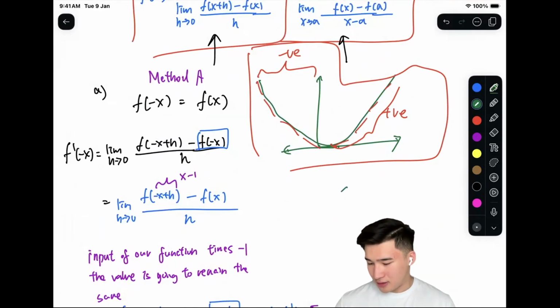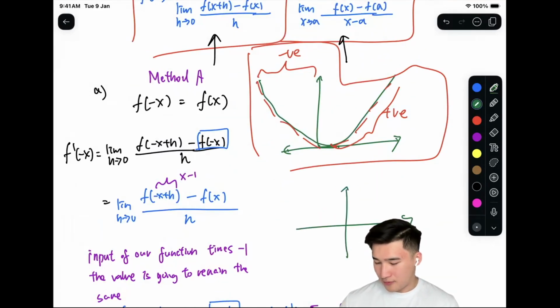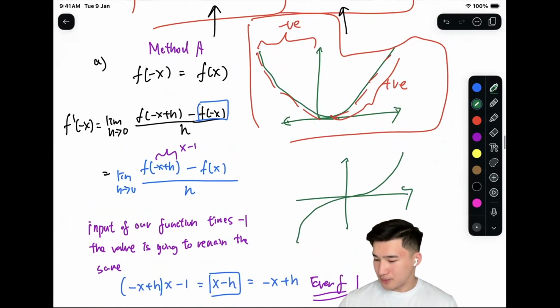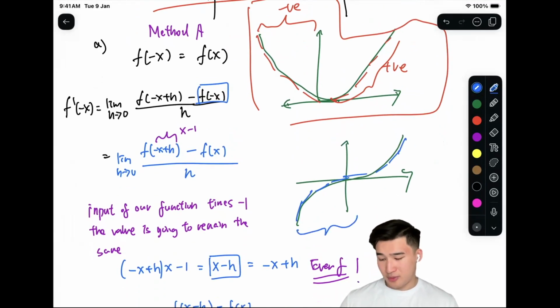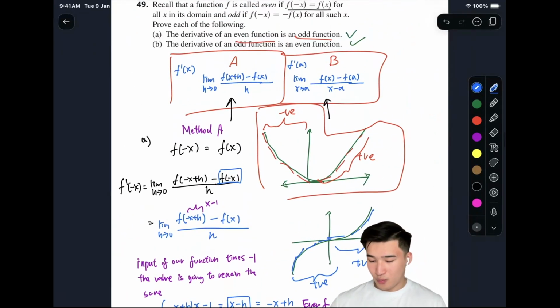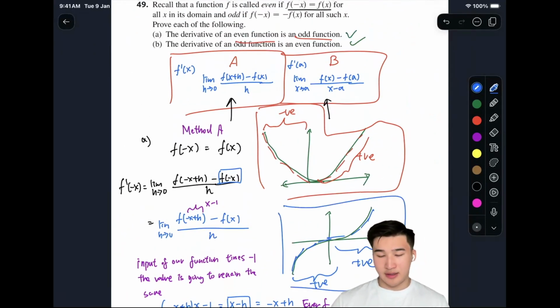And an odd function is going to look something like this. Odd function, something like this. So we have the slope here increase, zero, and then increase. So the slopes here are positive, and that's why we've literally just proved that again in B.